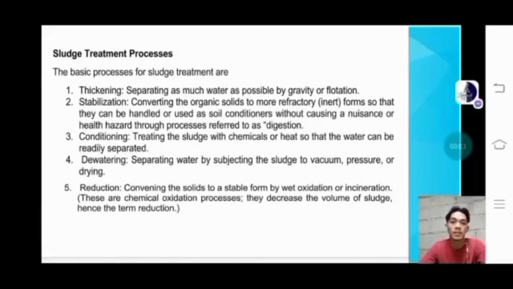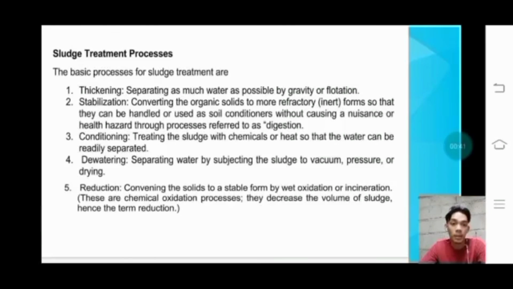Sludge treatment processes. The basic processes for sludge treatment are: 1. Thickening, 2. Stabilization, 3. Conditioning, 4. Dewatering, and 5. Reduction. So here in thickening, separating as much water as possible by gravity or flotation. Second is the stabilization, converting the organic solids to more refractory forms so that they can be handled or used as soil conditioners without causing a nuisance or health hazard through processes referred to as digestion.